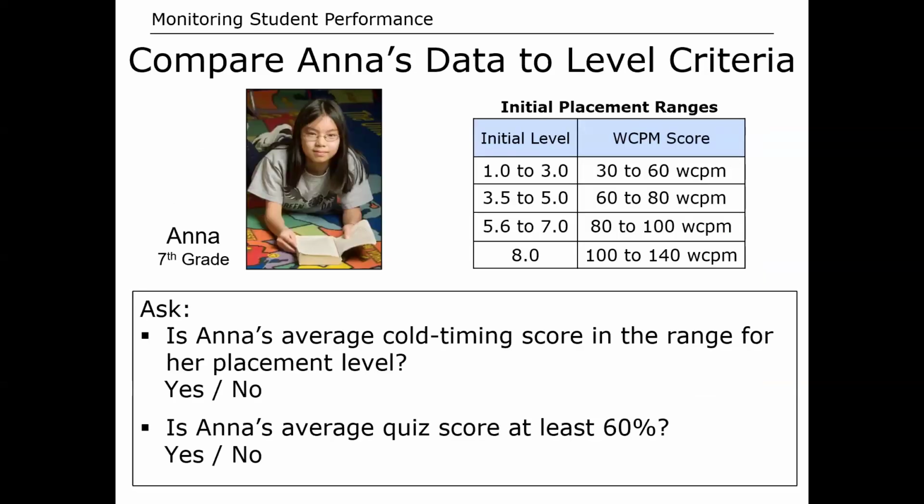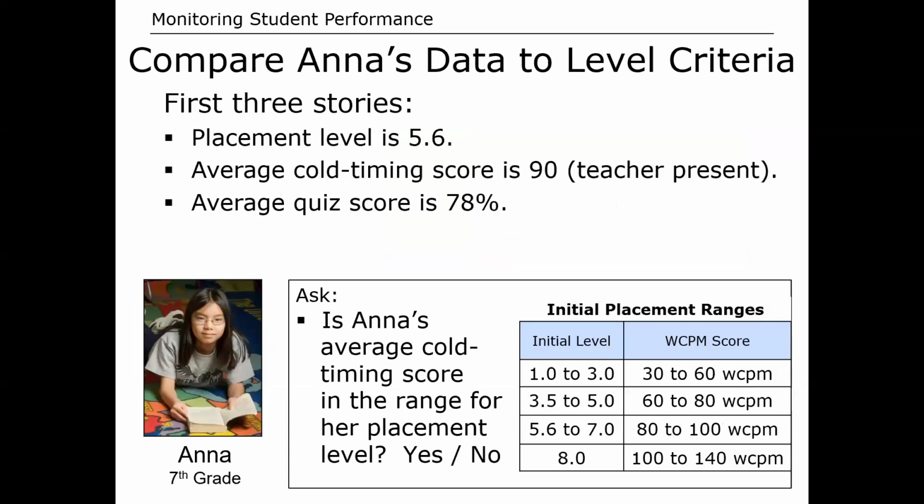Okay, so let's take a look at the information on Anna and ask these questions one at a time. The first question is Anna's average cold timing score in the range for her placement? And then what's her quiz like? So looking now at my slide, you have all the information visible to you to make the decision about the first question. So what you're going to do is you're going to take the level that Anna's working in, level 5.6, and you're going to plug that into your placement table down here in the lower left corner. So level 5.6 is the second from the bottom row.